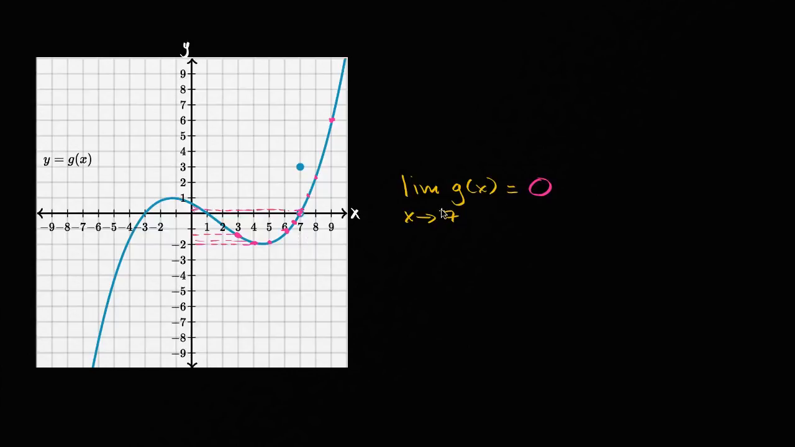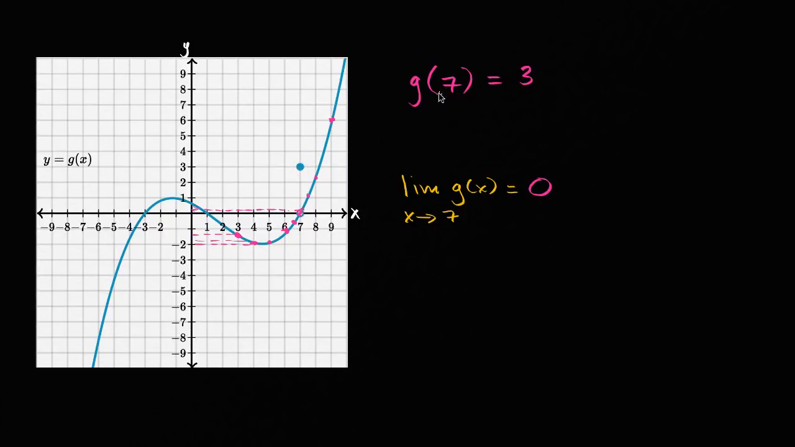And this is interesting because the limit as x approaches 7 of g of x is different than the function's actual value, g of 7, when we actually input 7 into the function. When we actually input 7 into the function, we can see the graph tells us that the value of the function is equal to 3. So we actually have this point discontinuity, or sometimes called a removable discontinuity, right over here.